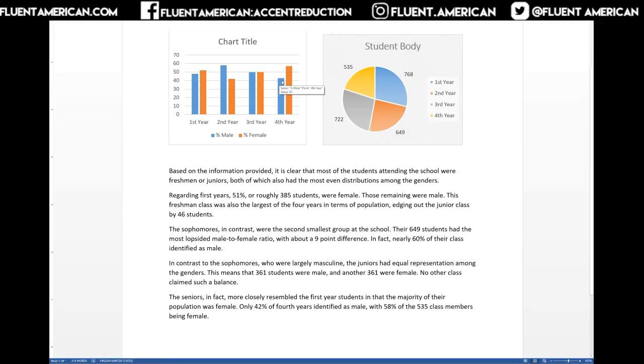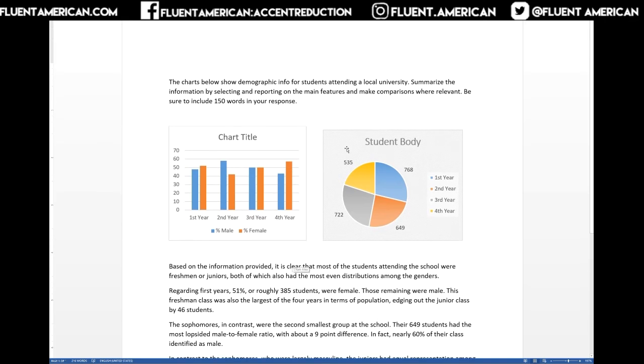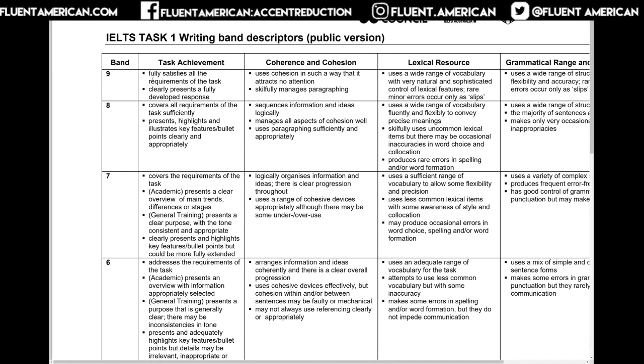So the percent was mentioned, and then 535 given in the pie chart. Great, so it looks like all the data is presented. It looks like it's presented in a logical way, and it looks like we're highlighting everything that we need in the question. Great, so for me, task achievement looks like it's being achieved. We have all the requirements of the task, and we have a fully developed response.